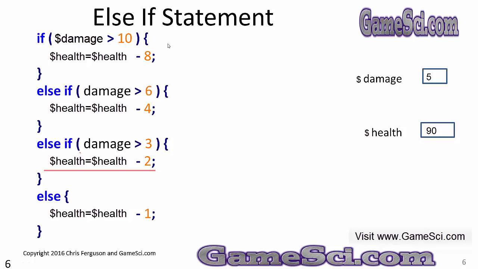You see what this code is doing? If I receive a lot of damage, I'll subtract 8. If I receive a moderate amount of damage, I'll subtract 4. If I receive a smaller amount of damage, I'll subtract 2.